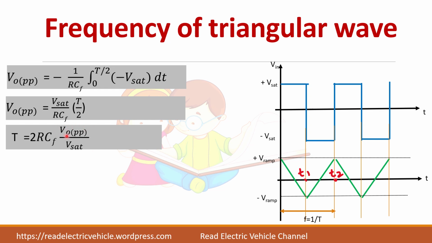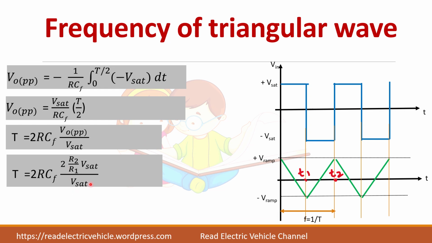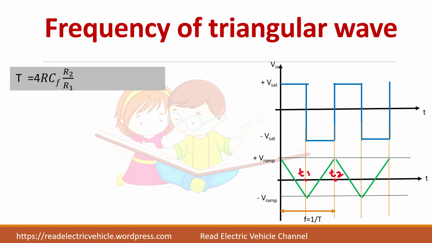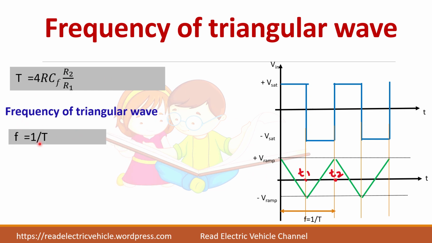V0 peak to peak, we have already derived an equation, so let us substitute that. If you substitute and simplify it, you will get T is equal to 4 RCF into R2 by R1. But we want frequency, which is nothing but the inverse of the time period. So taking the inverse of the time period, it is given by R1 divided by 4 RCF into R2. This is the frequency of the triangular waveform. So we have derived the peak to peak value, and we have found the frequency of the triangular waveform.